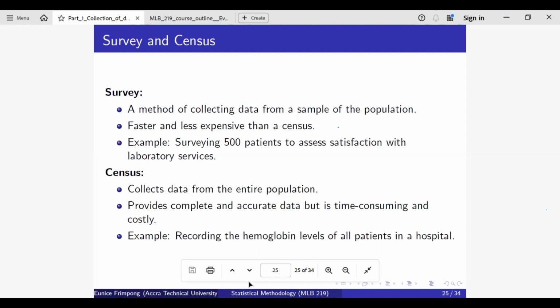So survey and census are still connected to sample and population: one is the activity of taking the data from the sample, and the other is the activity of taking the data from the population.